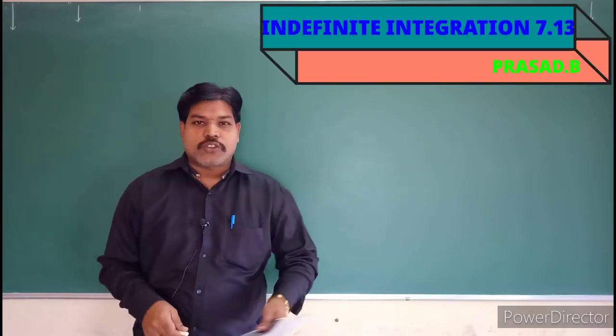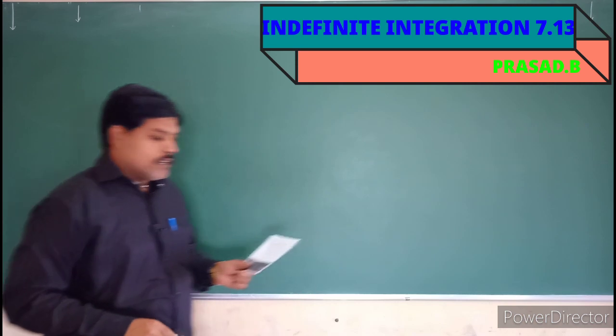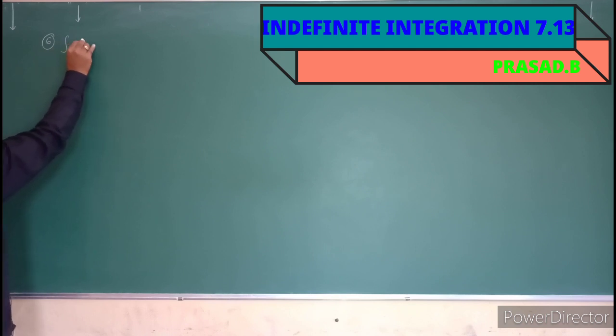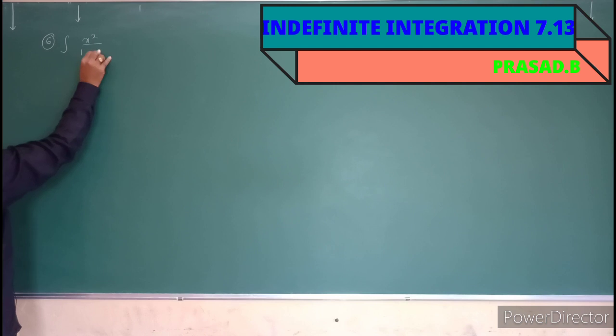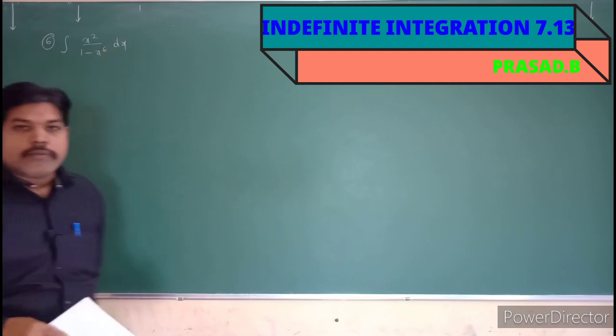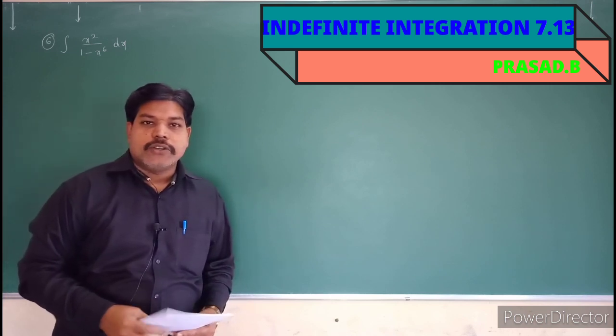See students, the next question, question number 6. What is question number 6? Integral of x square by 1 minus x power 6 into dx. Integral of x square by 1 minus x power 6 into dx.